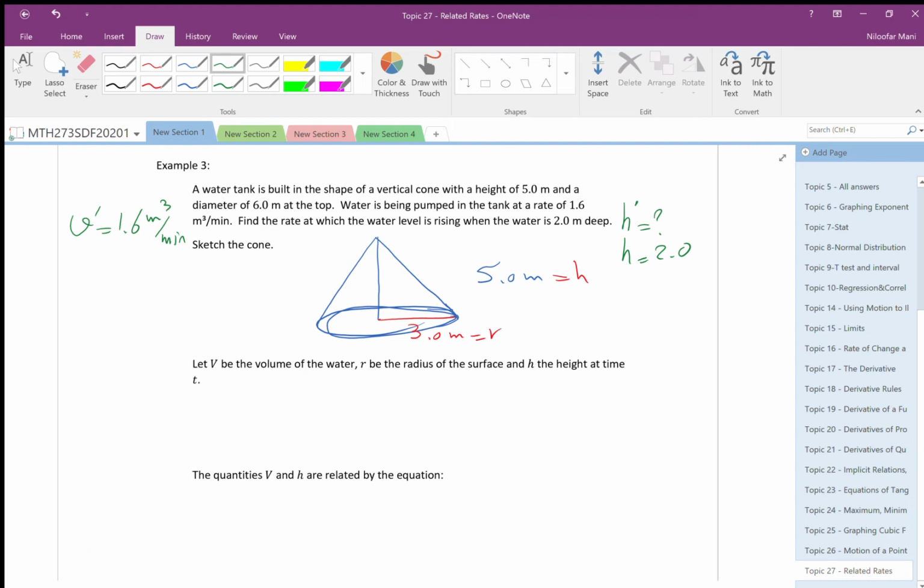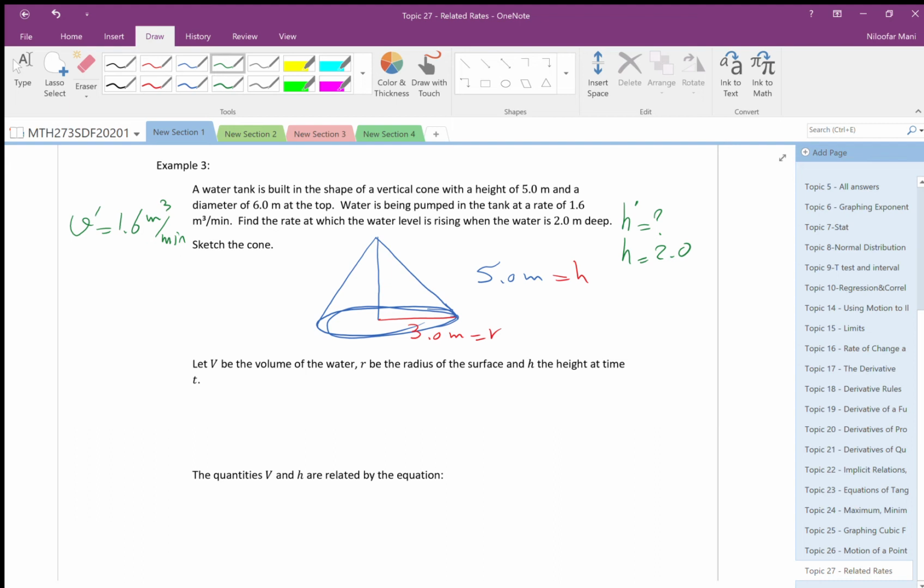So here I have V, I have H, I have R. And I have to have V prime and I have to go to H prime. But what about R? Here you have to somehow remove R. But we can't. We cannot change the question.